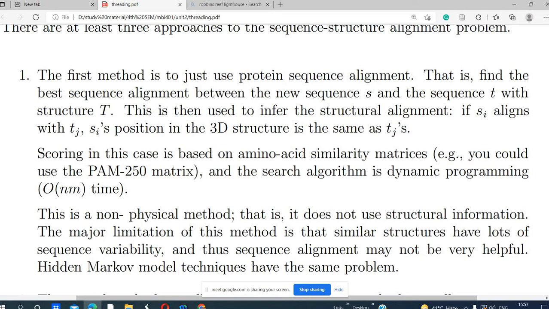The first method is to just use protein sequence alignment. That is, find the best sequence alignment between the new sequence S and sequence T. Now we have two sequences S and T, and we have to compare these sequences. We align S with T, because T has the structure. Then we can infer amino acids with their corresponding structure, and we can construct the structure of the fold. If there is a similarity in sequence identity, then we can use the fold of the known structure to model the unknown protein sequence.